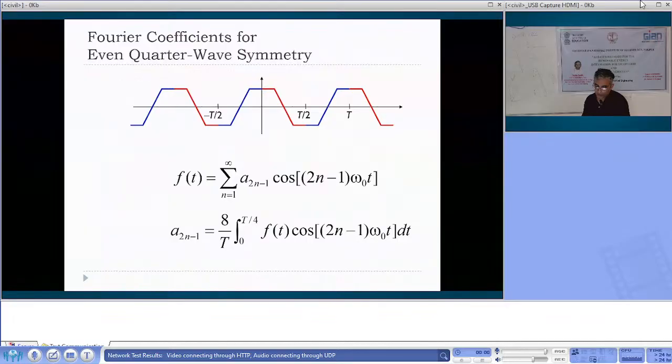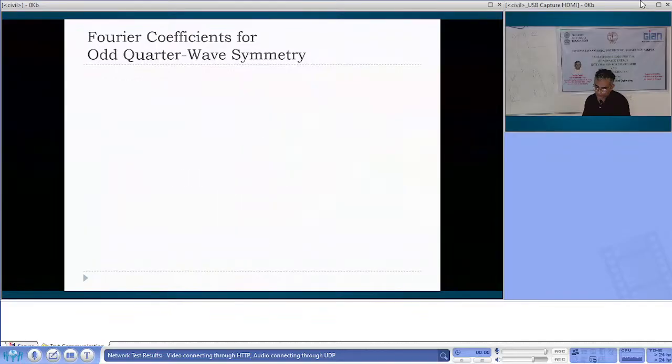Then you have the quarter wave symmetry, where you consider one quarter of the waveform. Then you have to integrate only from 0 to T by 4. So the analysis is reduced.